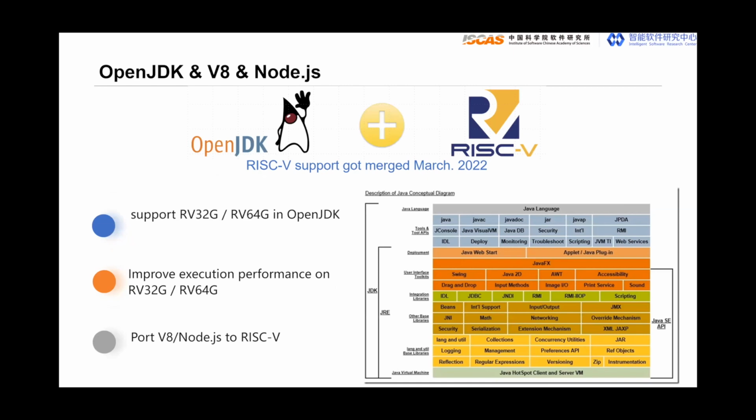And next are OpenJDK, V8 and Node.js. We got OpenJDK with RISC-V support in March 2022. And now OpenJDK has RV32G and RV64G support. We also improved the execution performance. And what I think is very important is porting V8 and Node.js to RISC-V, so that millions of web applications can run on RISC-V.